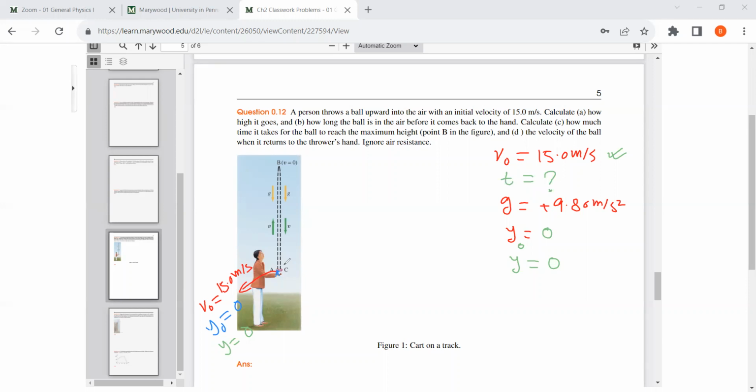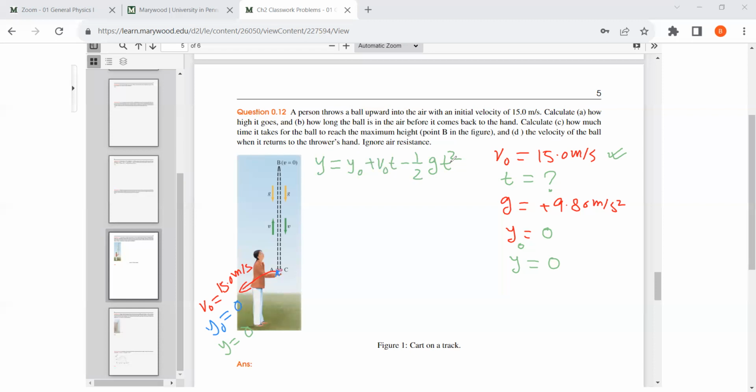With this information, the equation you can use to solve for t is this one: y equals y0 plus v0 t minus half g t square. This is the only equation. Here you see that you know y, you know y0, you know v0, you know gravitational acceleration, you do not know t. So that's actually a good equation to solve this problem and to solve number B.